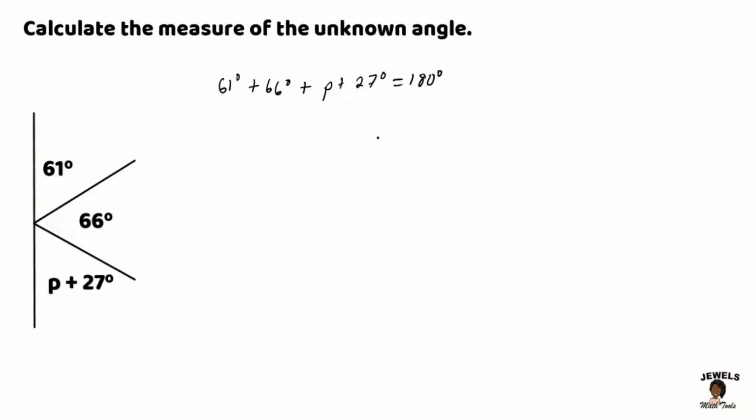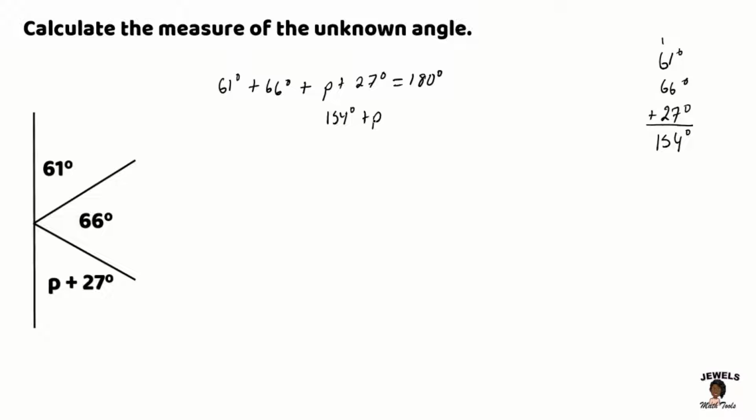After writing out your equation, your next step is to sum all of the angles that were given to you. So now we're going to sum all of the angles that were given to us, which means we're adding our 61 degrees, 66 degrees, and 27 degrees. 1 plus 6 is 7. 7 plus 7 is equal to 14. We put our 4, carry the 1. 6 plus 1 is 7. 7 plus 6 is 13, and 13 plus 2 will equal 15. So the sum of the angles given to us is 154 degrees.